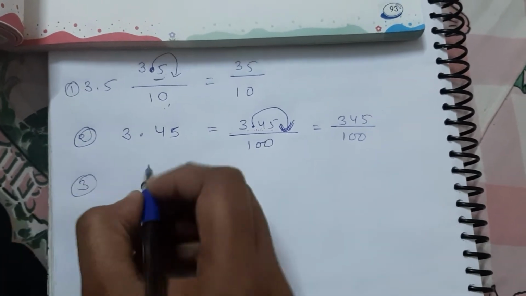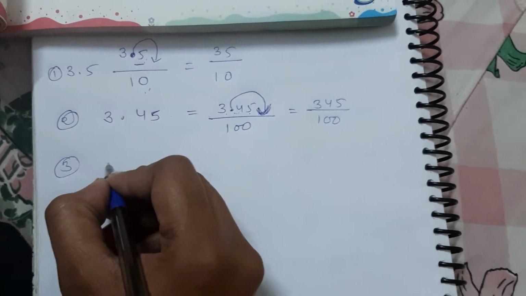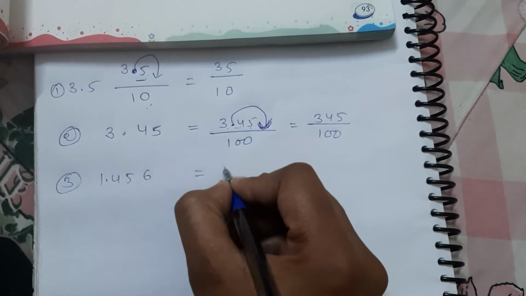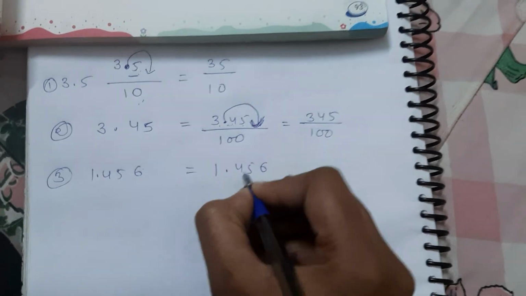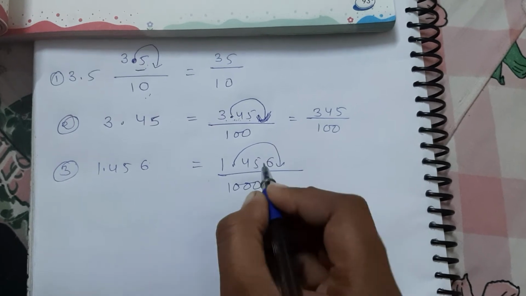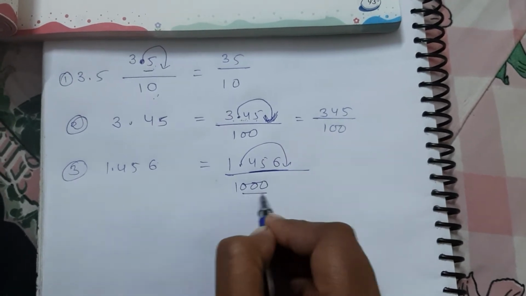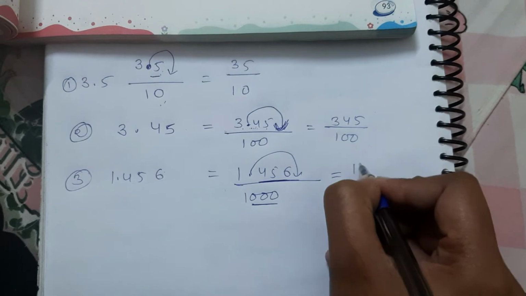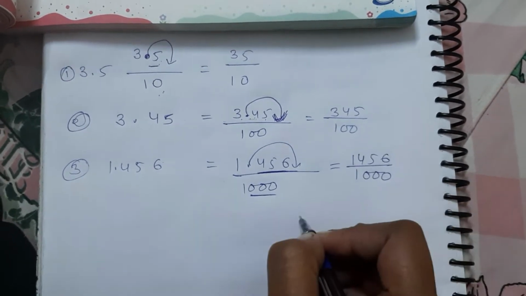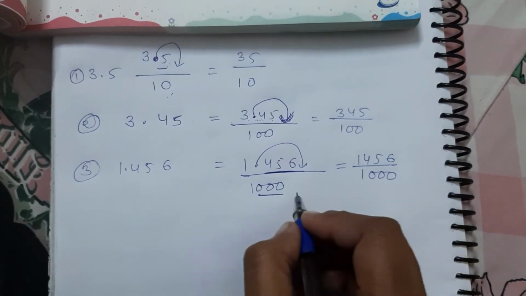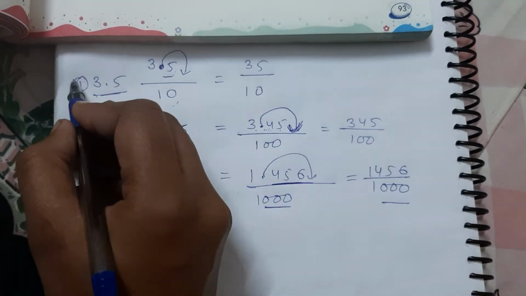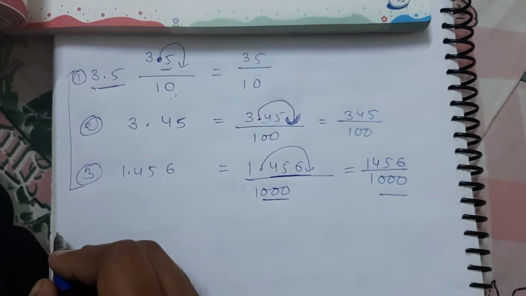Next, one more. Suppose three decimal numbers are there, 1.456. So you have to remove three decimal number. Then below this line, how many zeros are there? 3. According to the decimal number, you have to put here the 0s. The number fraction becomes 1456 upon 1000. So it is easy now. How can you convert this decimal number into a fraction? This is the example of decimal number into fraction.